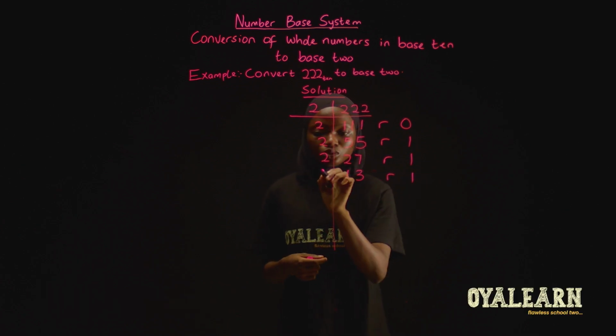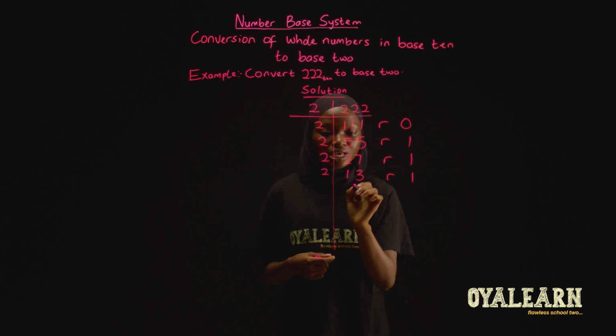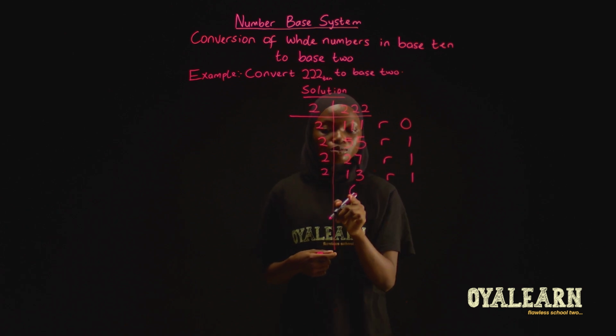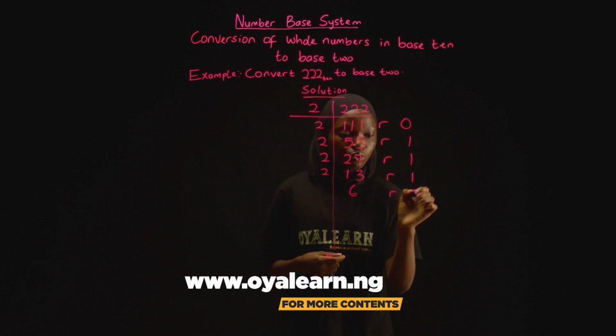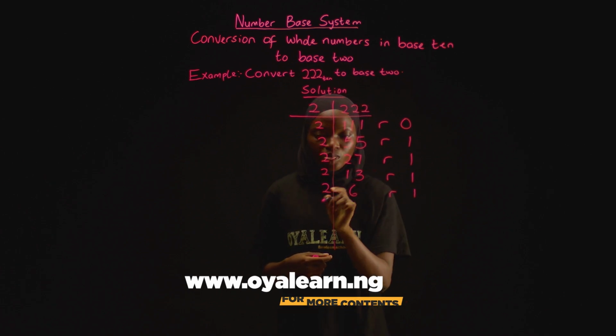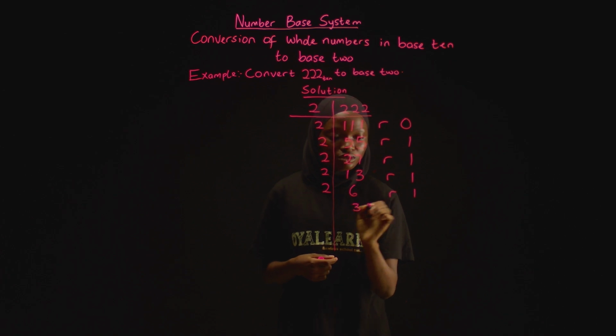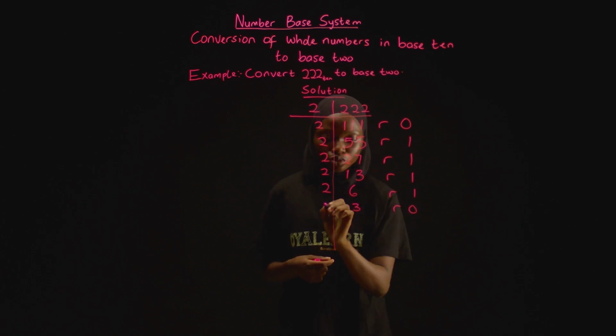Divide by 2 again. 2 goes in 13, that's 6. 6 times 2, that's 12. If you take away 12 from 13, you have a remainder of 1. 2 goes in 6, that's 3. Remainder 0.